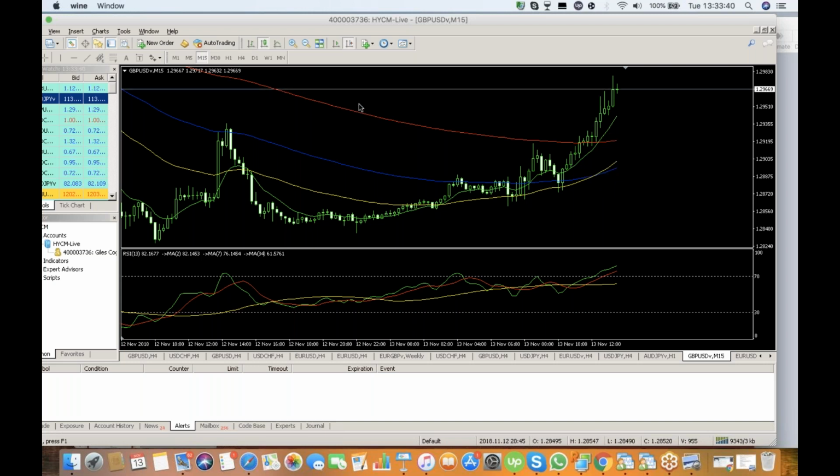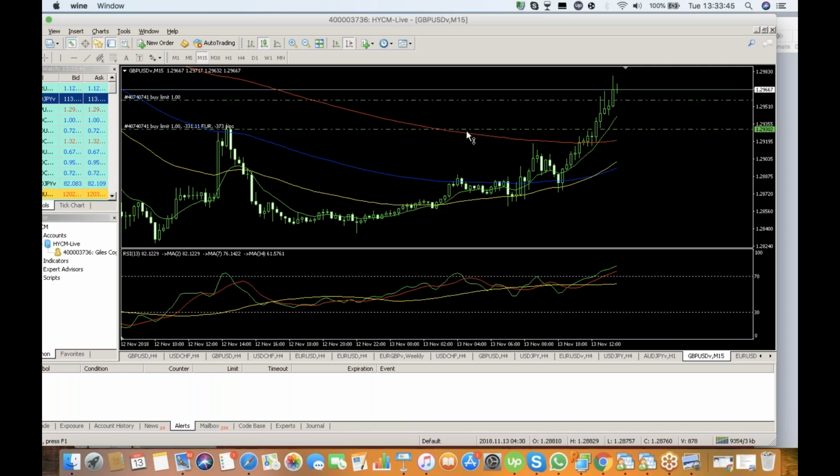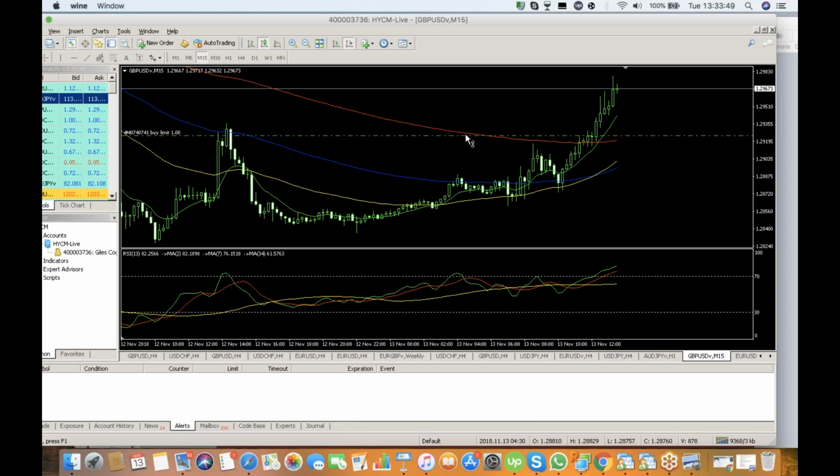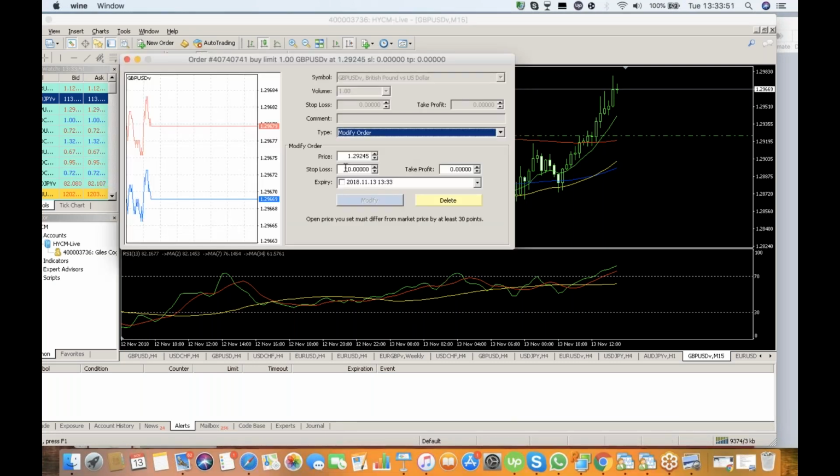So if you were entering a trade, you would put a buy limit order in, you're buying on limit, you want to be a few points just above the 200 moving average, you want to put your stop a good distance below the 200 moving average, so do it about 10 points below.